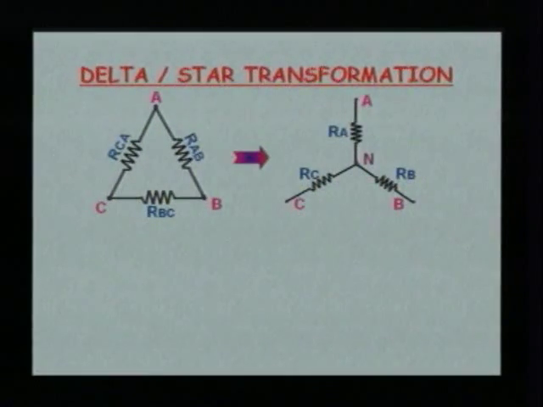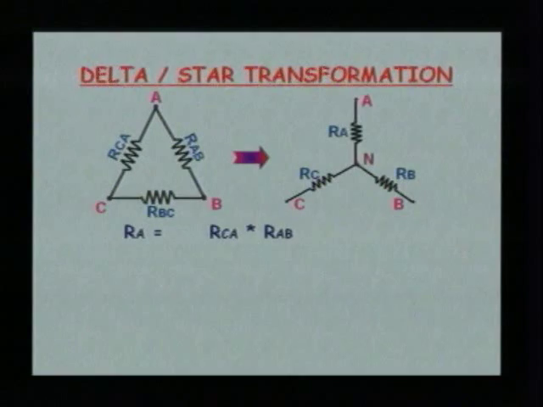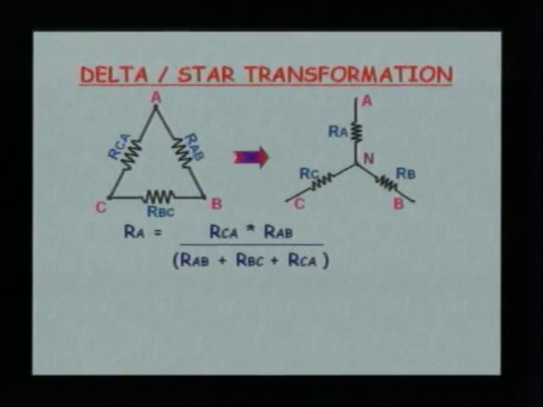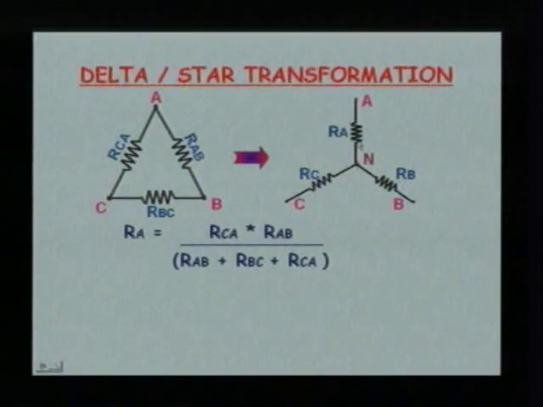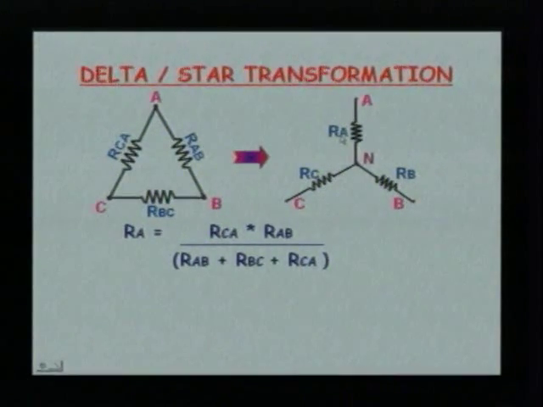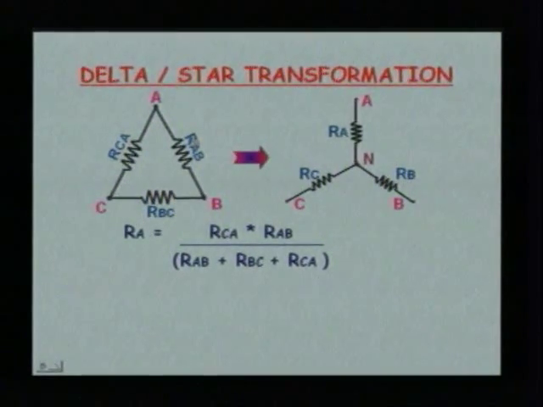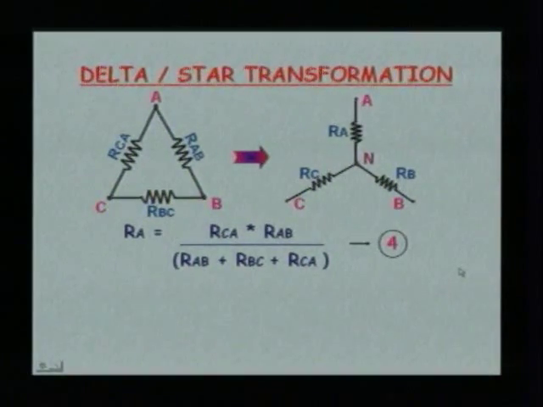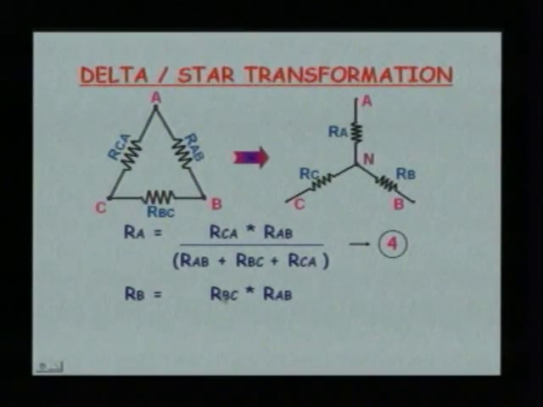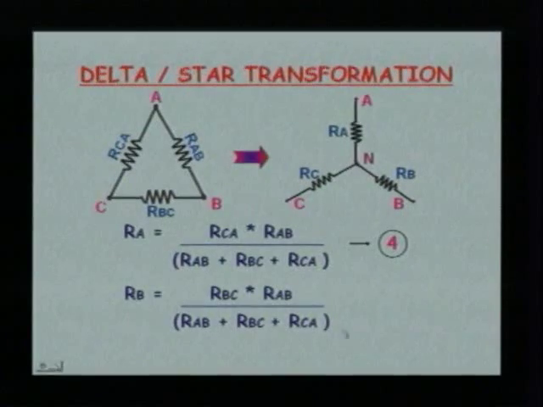Now, by solving the three equations, we will get RA is equal to RCA into RAB by RAB plus RBC plus RCA. That is, we are able to obtain a star element from the delta configuration. If you observe, RA is equal to RAB into RCA divided by RAB plus RBC plus RCA. Likewise, we have got the others, that is RB is equal to RBC into RAB divided by RAB plus RBC plus RCA.